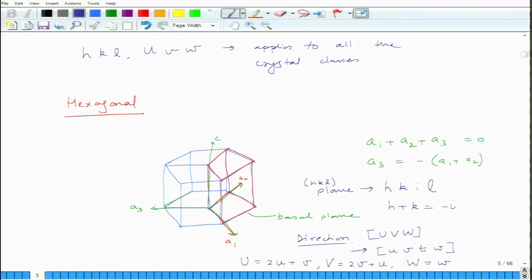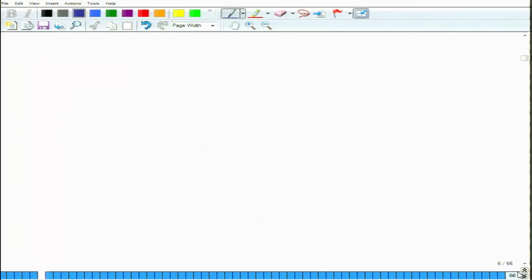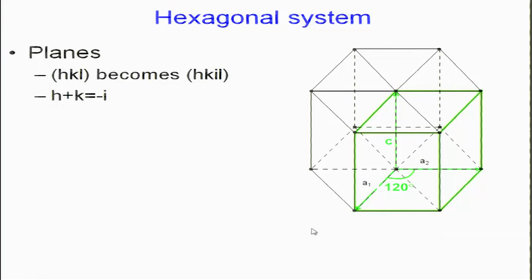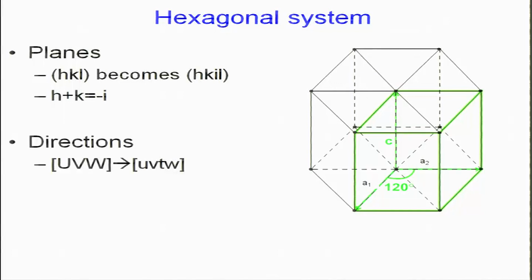Direction capital U, capital V, capital W can be represented as small u, small v, small t, W, where there is a correlation between all the u's and v's, all right. So, this is one simple representation of the hexagonal system. So, what I am going to do now is give you the knowledge of the system on the basis of some PowerPoint. It is easier to draw there. HKL becomes HKIL and H plus K is equal to minus I, and direction UVW becomes UVTW.